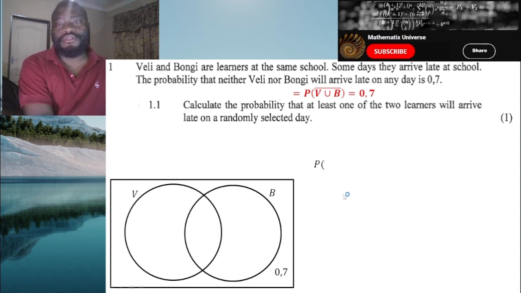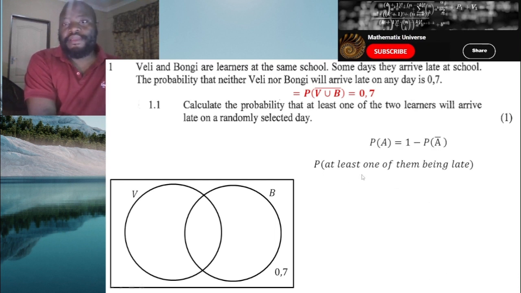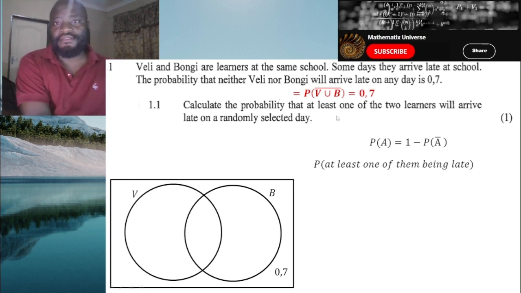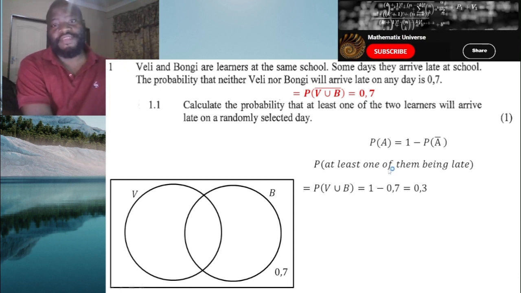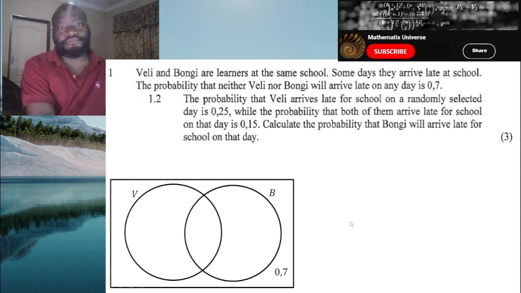So now there's a rule. So at least one of them, the rule that says P of A is 1 minus P of not A. So if we have the not of the union and we want the union, it means we just subtract this one from 1. So this is what we'll do, and then we get 0.3 as the answer. That is the final answer of the probability of at least one of them being late. That is 0.3. Okay, next question.